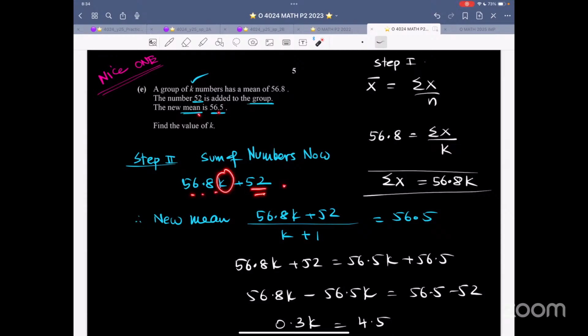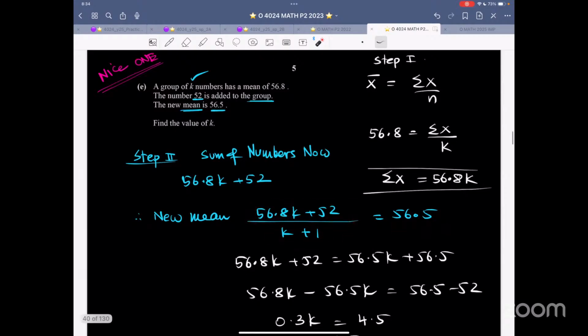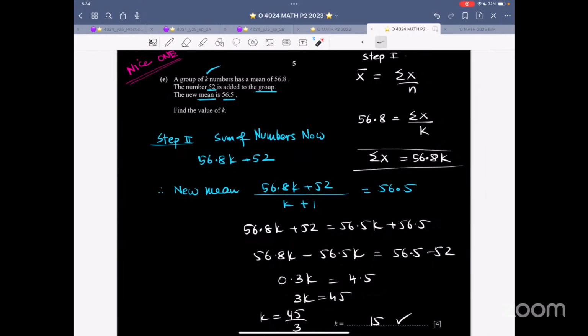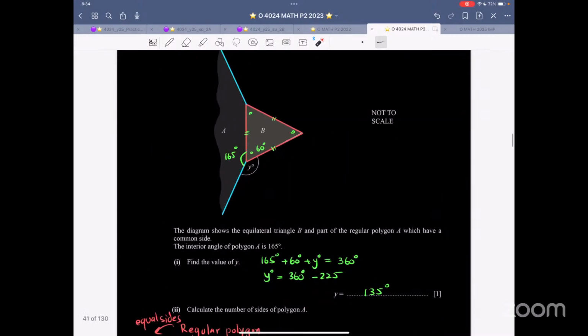The new mean is this much. How many numbers were there? K. One more was added. Therefore, the new mean is this new total divided by k plus 1. This comes out to be 56.5. Solve and you get this answer. I would advise you to take a screenshot of this particular question because it's a nice one. And if you missed it, you can take it later.